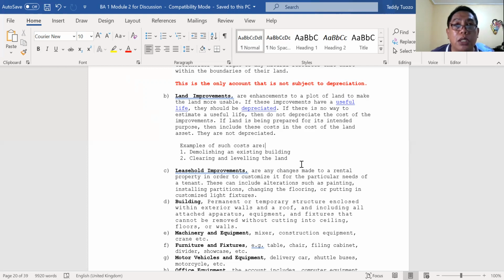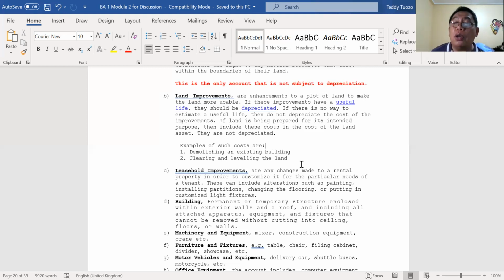So the cost of demolishing should be part, or the cost of filling is also part, no? Clearing or leveling the land. Yes, clearing, paliit ang mga sagbot, and then you spent, no, just to remove the weeds, or you did filling, no? You did filling to level the land. So the costing of the filling or leveling or clearing should really be part of the cost of the land.